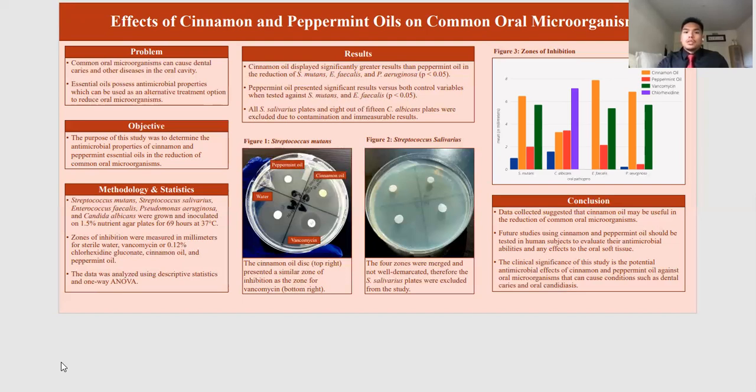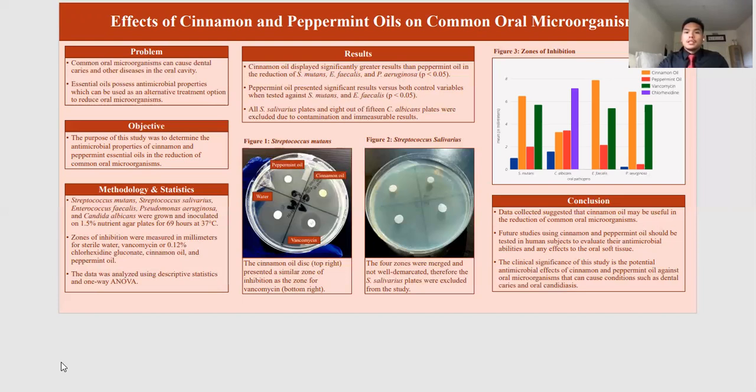For both S. mutans and P. aeruginosa, the zones of inhibition for cinnamon oil was significantly greater than water and peppermint oil with a p-value of less than 0.05 and equal to the zone of inhibition created by vancomycin. You can see in figure 1 that the zones for cinnamon oil and vancomycin are similar in size. There was no significant difference between peppermint oil and water.